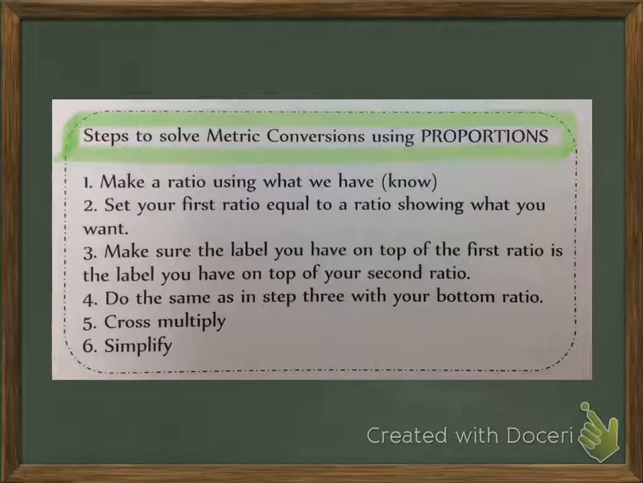We have steps that you can always refer to solve the metric conversions using proportions. These steps we're going to go through while we're practicing, but when you do these on your own, here's a reference. First, make a ratio using what we have. What do we know from the problem? Set your first ratio equal to a ratio showing what you want. That's where the variable comes in. What is the unknown? Make sure the label you have on top of the first ratio is the label you have on top of your second ratio within the proportion. Do the same as in step 3 with your bottom ratio, and then we're going to cross multiply and simplify.